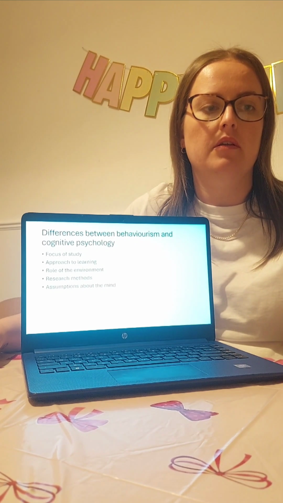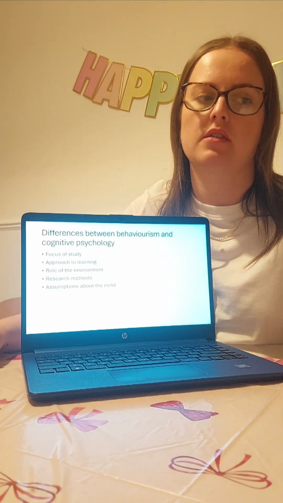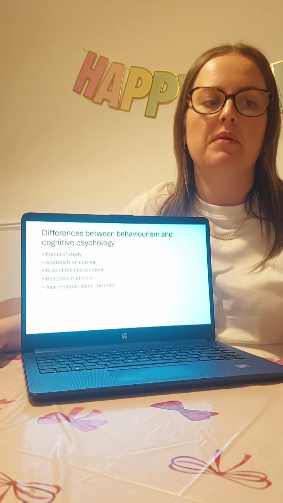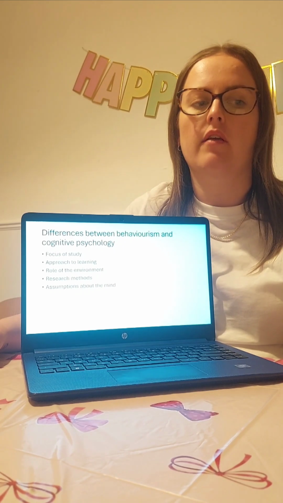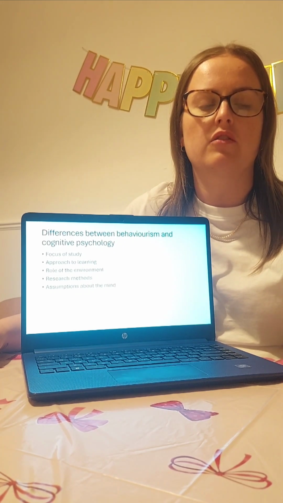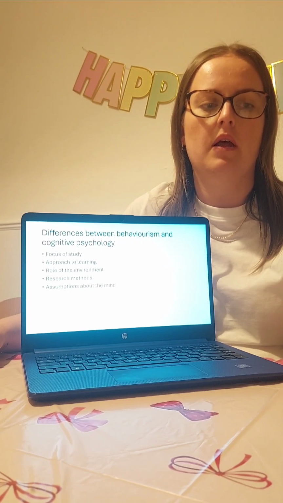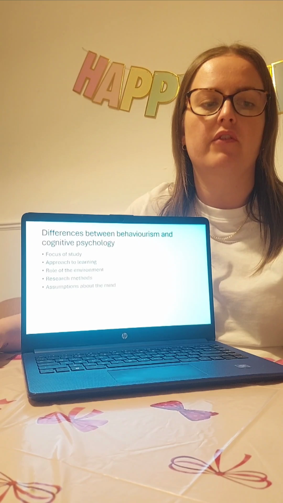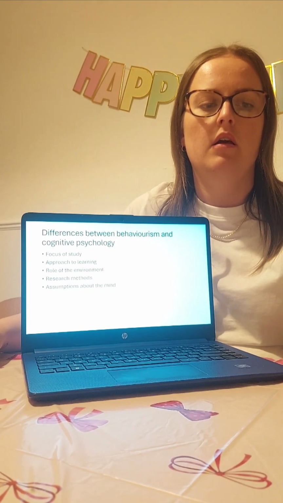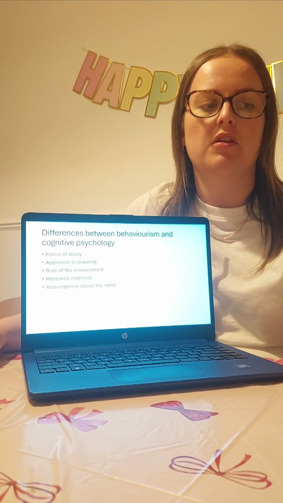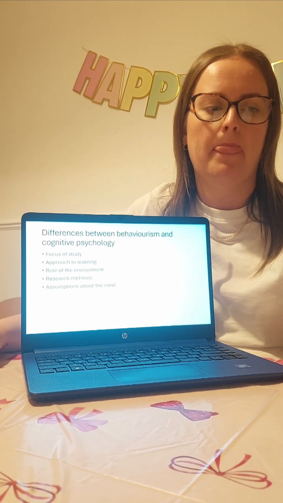Role of the environment. Behaviourism strongly emphasises the role of the environment in shaping behaviour. According to behaviourists, the environment determines behaviour through reinforcement and punishment. Cognitive psychology acknowledges the environment's role, but focuses more on how individuals interpret and mentally process the environment. Cognitive psychology sees the mind as an active participant in how behaviour unfolds.